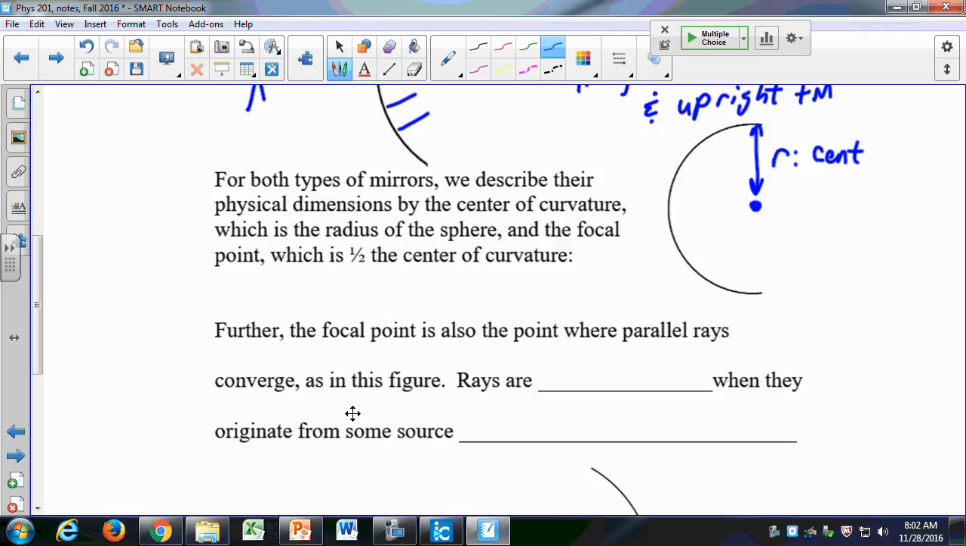Or excuse me, let me just call this C right now. C is equal to the center of curvature, and it is equal to the radius of that sphere. So in a problem, I'll give you the radius of the sphere, and then you'll know that that's the center of curvature. Something else is called the focal point, and that's more common to use. The focal point is equal to half the center of curvature.